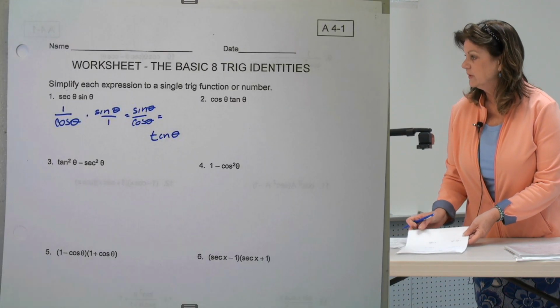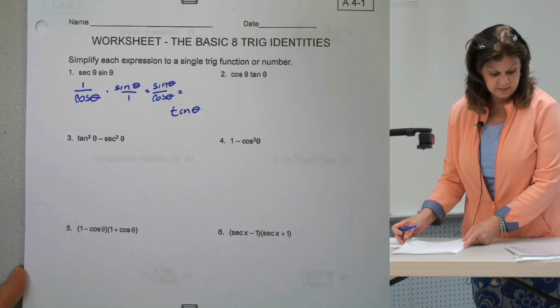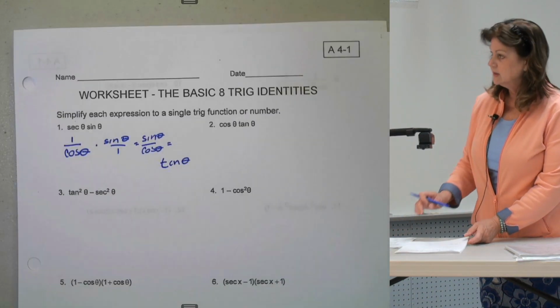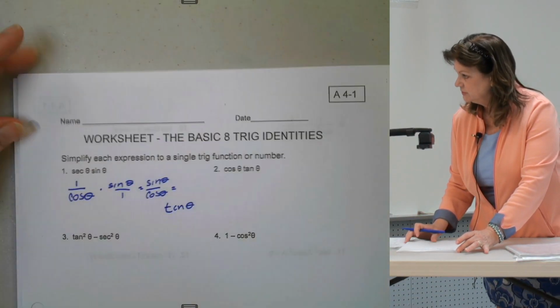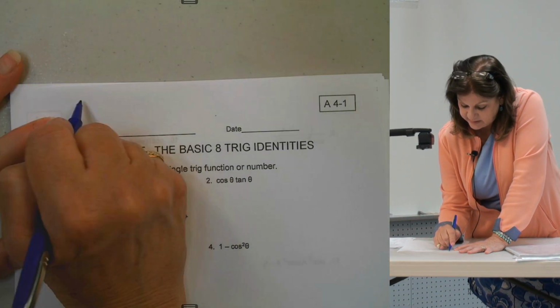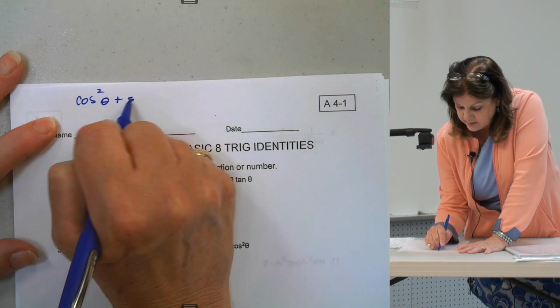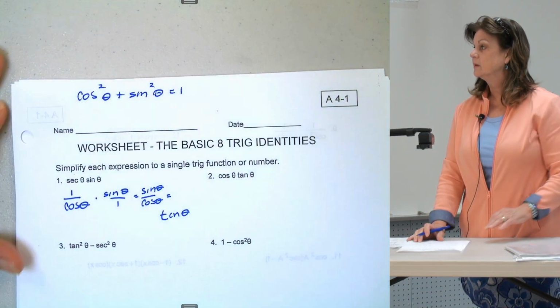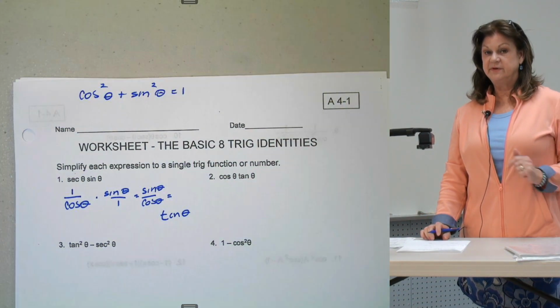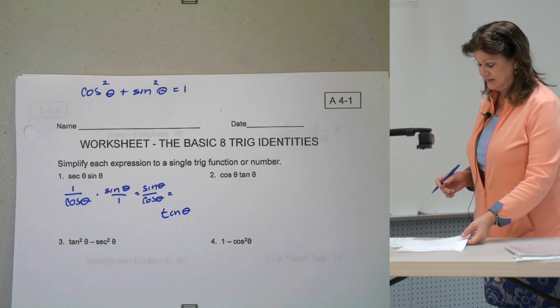Let's look at problem 3. Tan squared minus secant squared. Now I'm thinking granddaddy, of course. I should have written this down at first, but let's write granddaddy. So I've got cosine squared theta plus sine squared theta is 1. Take just a second and write down the first and second variations of that, and I'll put the answer up in just a moment.